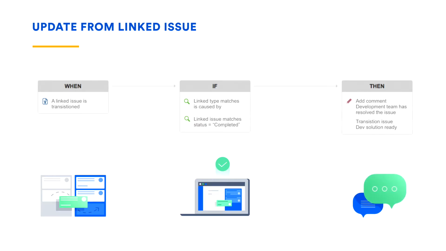And then the action we want to do is to firstly add a comment saying that the development team has resolved this issue. You can set it as an internal comment, or you can even set it as a public-facing comment, so your customer will get the notification as well. And then what we want to do is simply transition the issue to "development solution ready". So it takes over to the next step in your workflow, and then depending on how you set up your workflow, some other actions may follow as well.